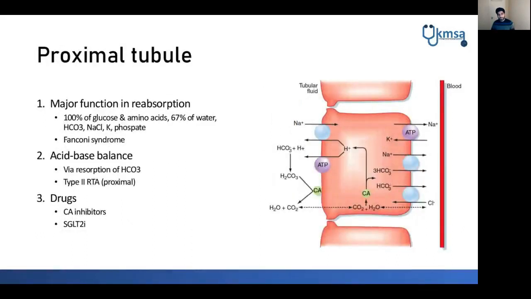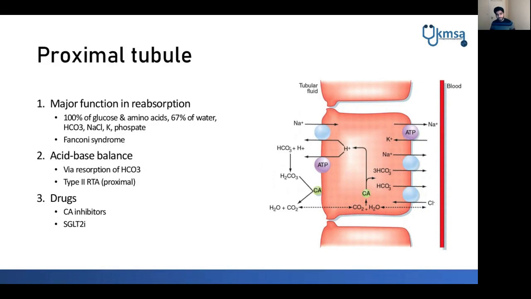Starting with the first part, the proximal tubule. As I mentioned, when we filter through the glomerulus, we let go of a lot more than we'd actually like to let go. Most of it is reabsorbed straight away at this proximal tubule. 100% of our glucose and amino acids are reabsorbed at this point, and 67% of our water, potassium, bicarb, things like that.